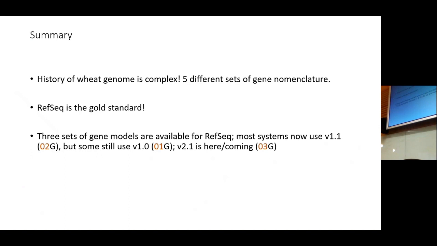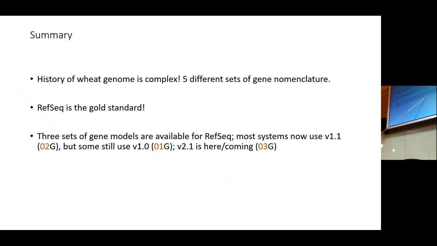Most systems still use the version 1.1, so with the 0.2 in there. There are still a lot of resources, and we'll show you some today, that still use the original annotation, the version 1.0, so 0.1 gene. And also a lot of publications have come out, so you read them and you see the gene models with the 0 G. You now know what this means and how to convert it.